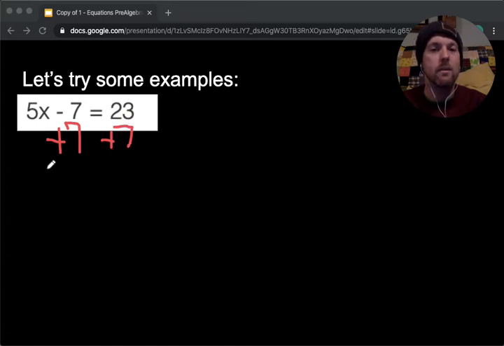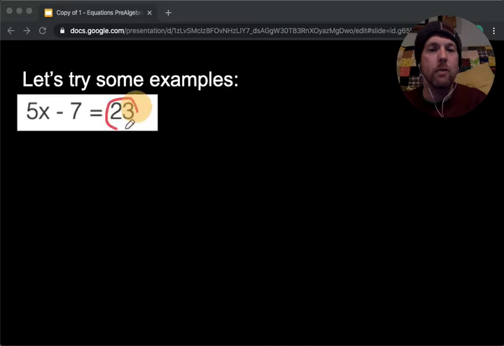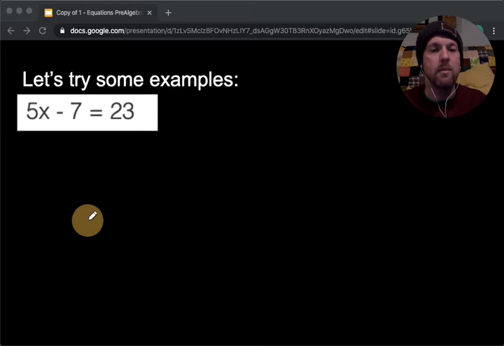Why do I do that? Well, by adding to both sides, it gets rid of that 7 and it combines it with our 23. So when I add 7 to 23, I get 30. So 5x equals 30.